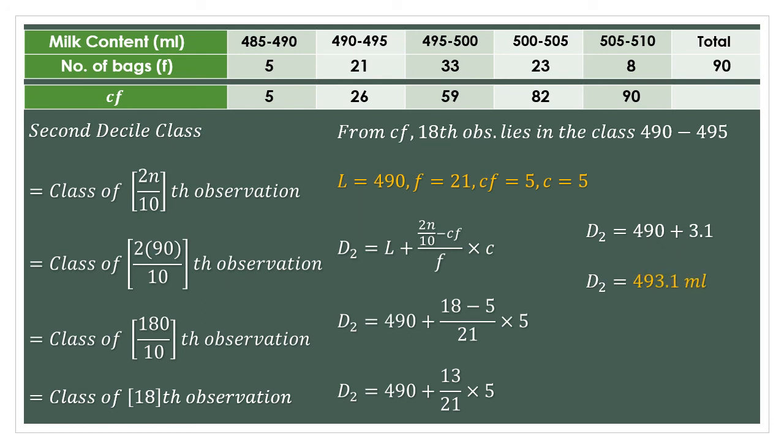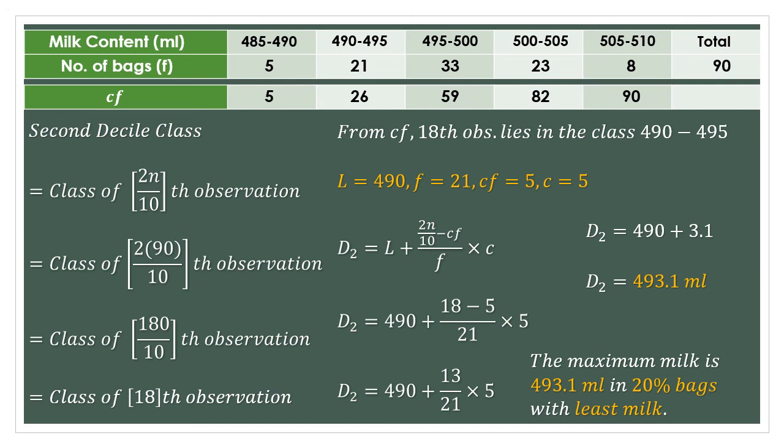Because it's the second decile, that means 20% of observations are less and 80% are more. So we can say that the maximum milk is 493.1 ml in 20% of bags with least milk. That means at the second decile point, 20% of bags fill milk less than 493.1 ml.